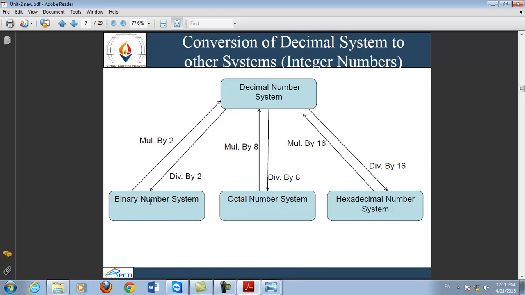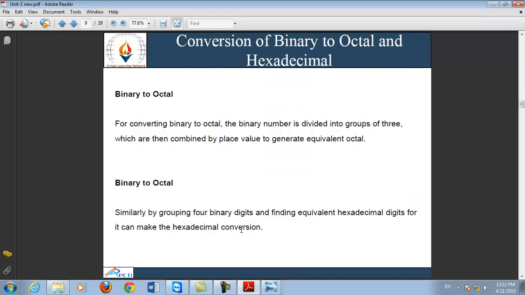Similarly, if you want to convert binary to hexadecimal, then you have to convert binary to decimal, then you can convert decimal to hexadecimal to find out its equivalent. But this is a very long process. There is a shortcut process to convert binary number to octal and binary number to hexadecimal number system. There is a shortcut method. What is the shortcut method?